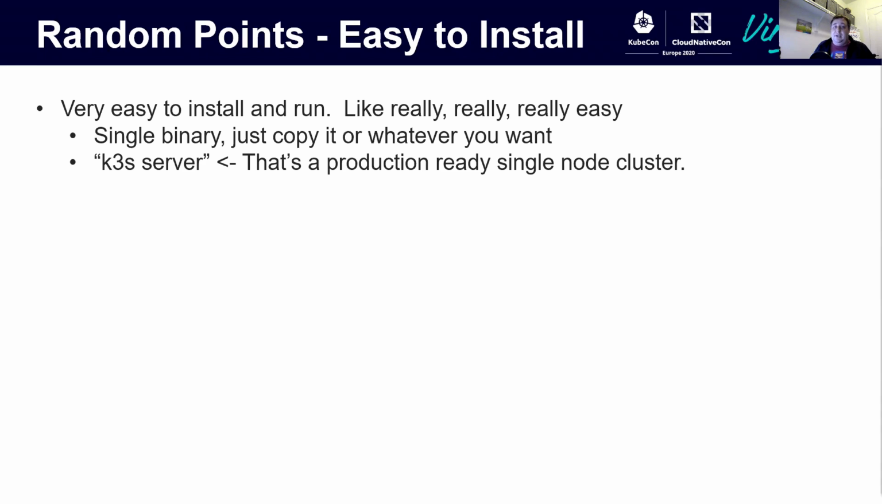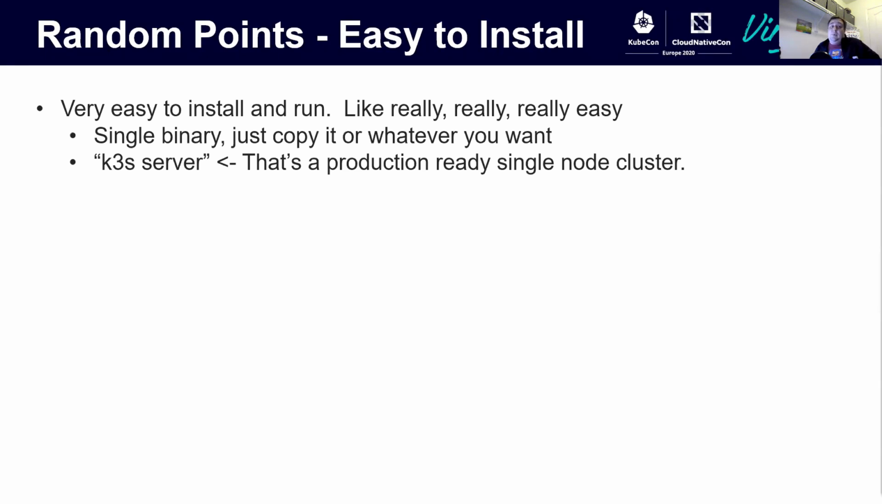It's just a single binary. You just copy it onto a server. We even have a little curl script that'll set up a systemd unit for you. But at the end of the day, it's really just a binary. It's a single file, like 50, 60 megabytes, something like that. And then you run K3s server, and that's a fully functioning single node cluster.